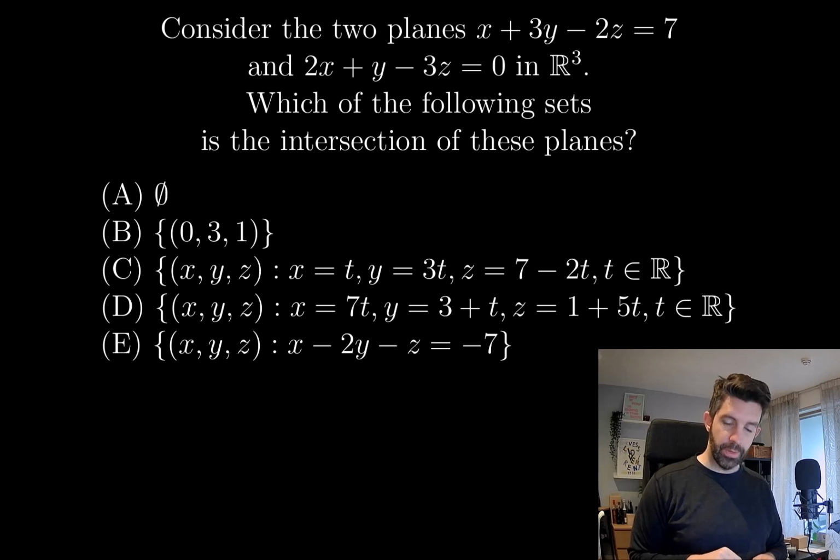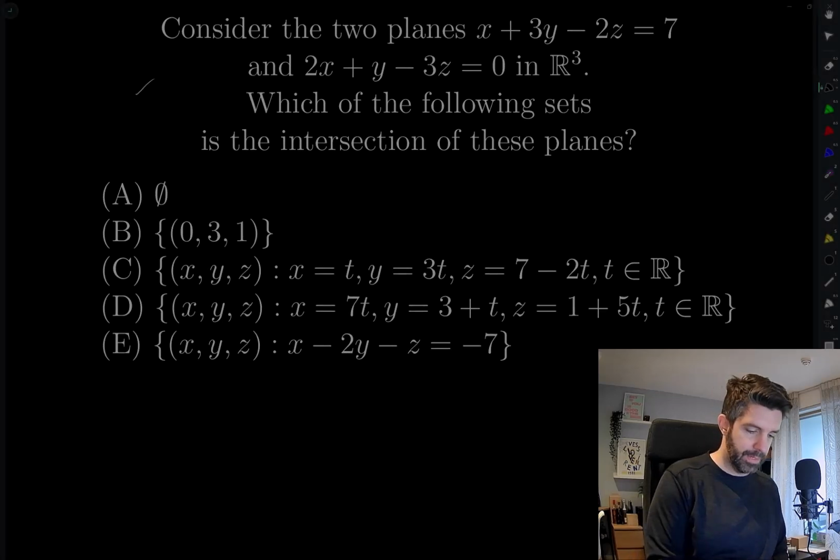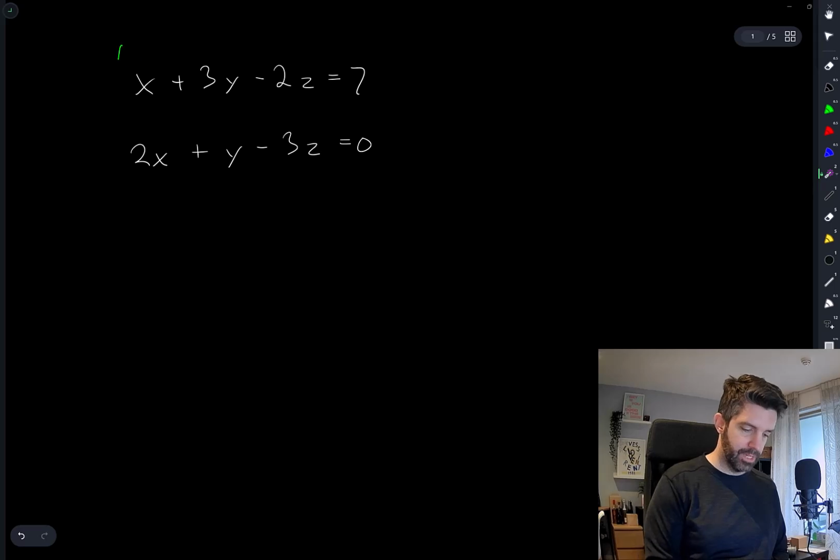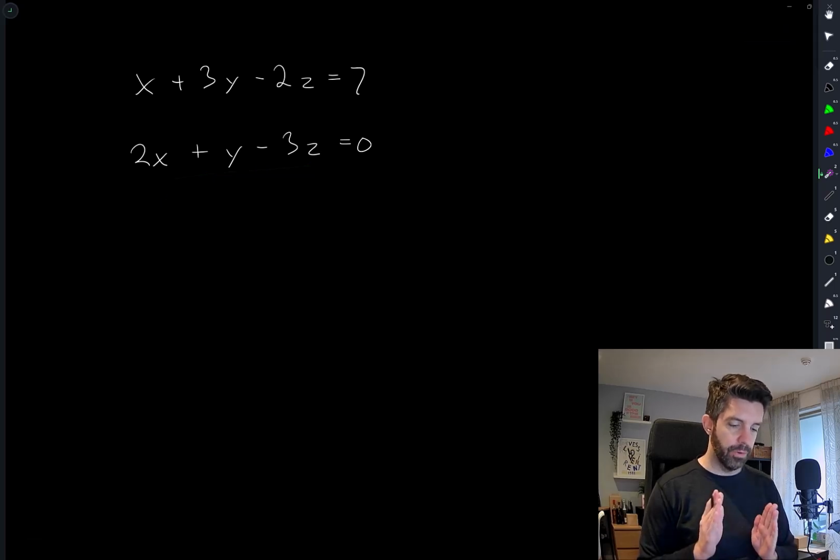Okay, so another thing to realize right away, the two planes, let me write them down here. That's one plane, and I also have 2x plus y minus 3z is equal to 0. If we think of the coefficients as three-dimensional vectors, they define the normal vector to the plane, and those two vectors are not scalar multiples of each other here. So these planes are not parallel, which means they definitely intersect somewhere. So the answer is not A, the empty set.